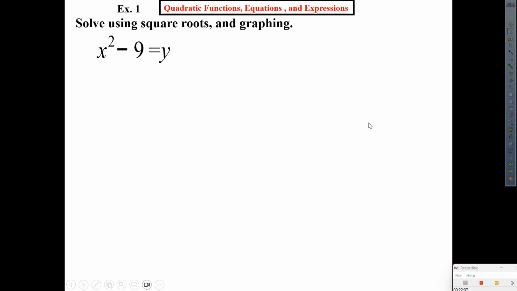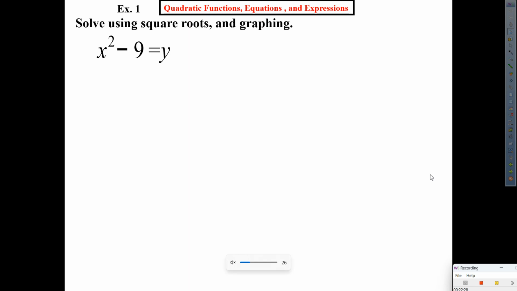Let's go. Example number 1. Solve using square roots and graphing. Let's go. X squared minus 9 equals y. Copy that one, please. We're going to do that one both ways. I'm going to do this one first just to make sure we got it, and we'll go from there. Just copy it, please.